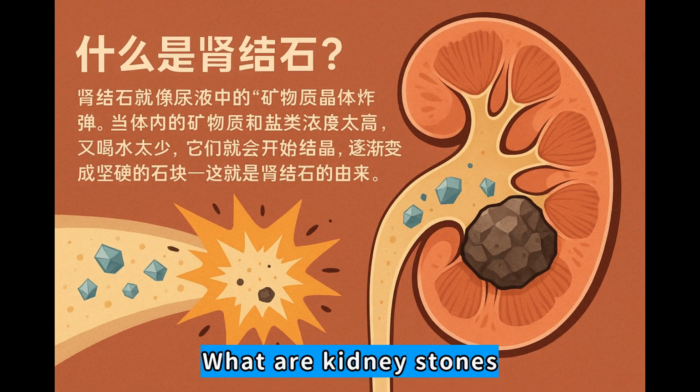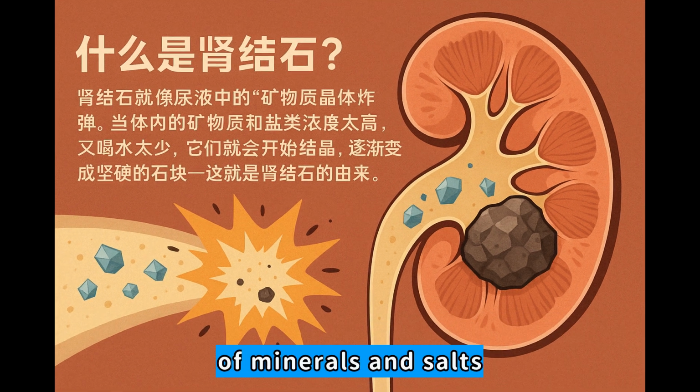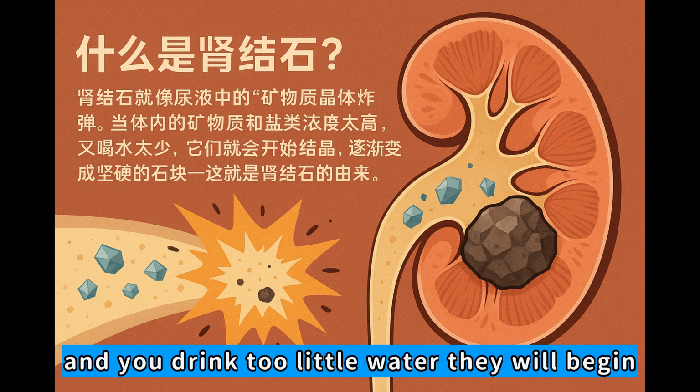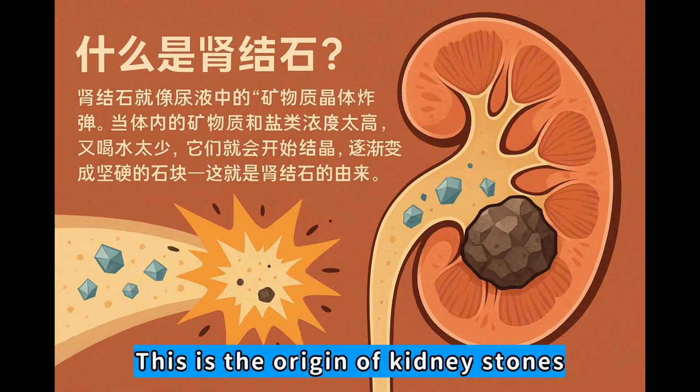Part 1. What are kidney stones? Kidney stones are like mineral crystal bombs in urine. When the concentration of minerals and salts in the body is too high and you drink too little water, they will begin to crystallize and gradually turn into hard stones. This is the origin of kidney stones.